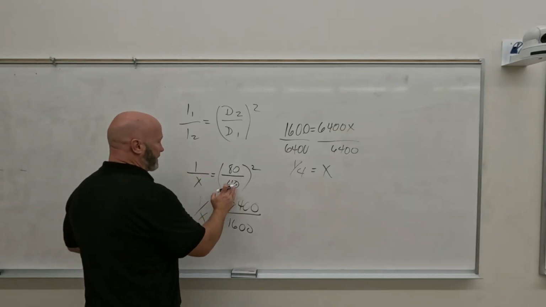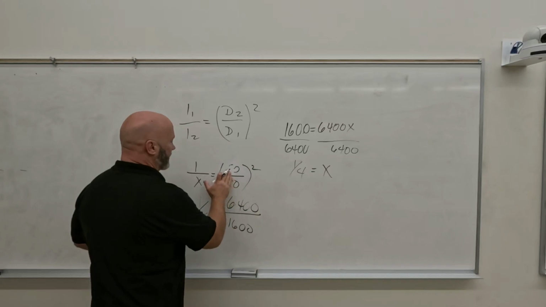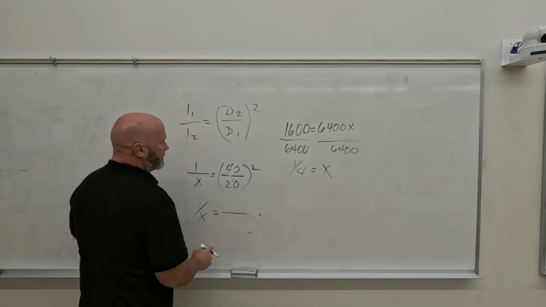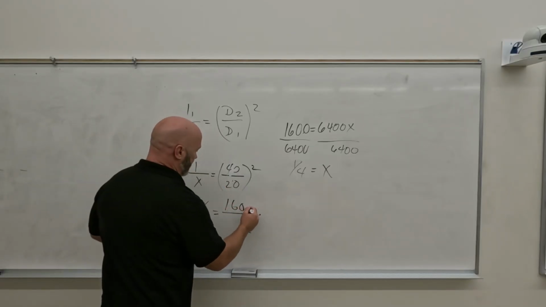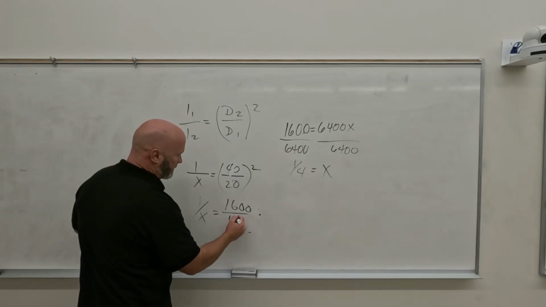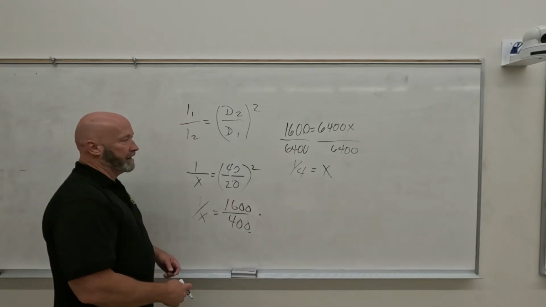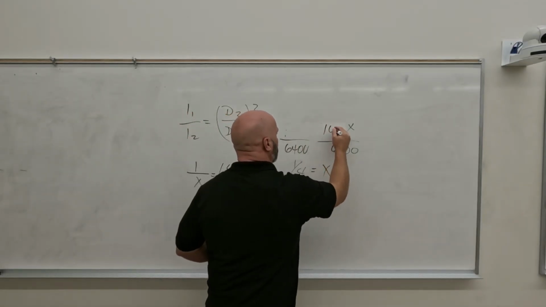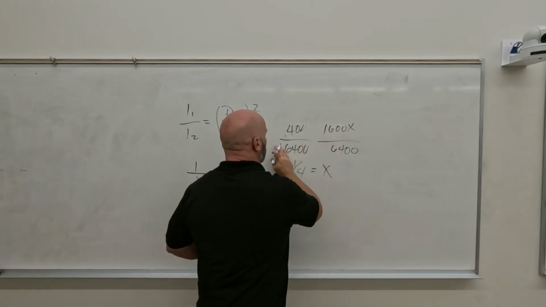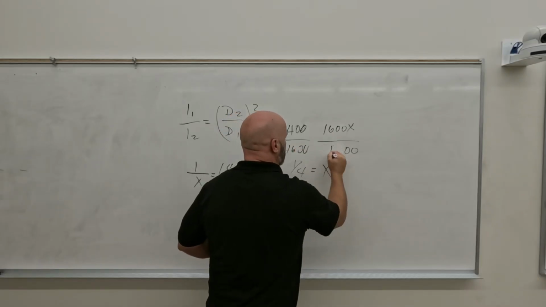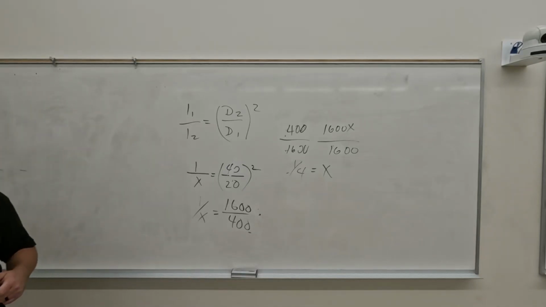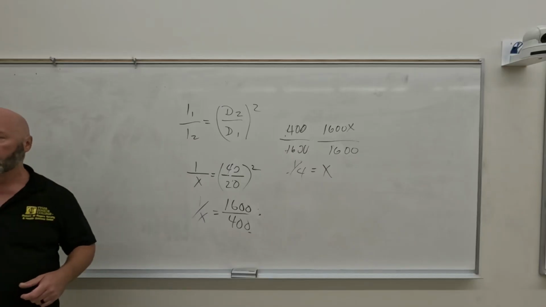So let's do this differently a little bit. Let's say you went from 20 to 40. So now what do you have down here? 4 times 4 is? So we have 1,600 over 400. It's a little bit easier to work out. Now we're going to divide both sides by 1,600. It's exactly the same answer. Why? Because it's inverse square law.